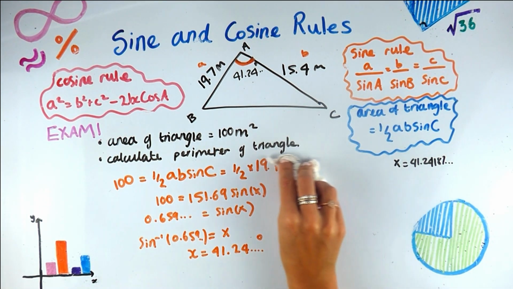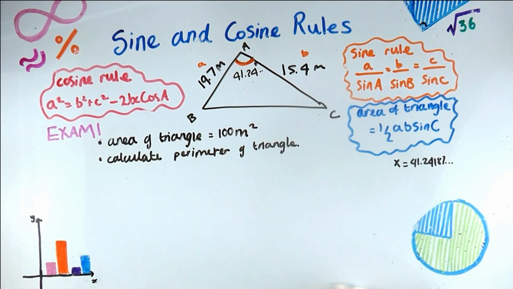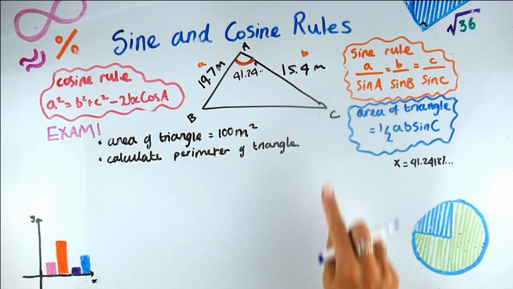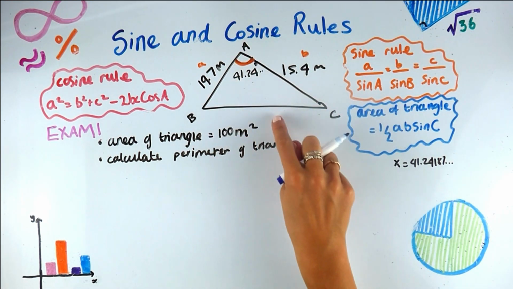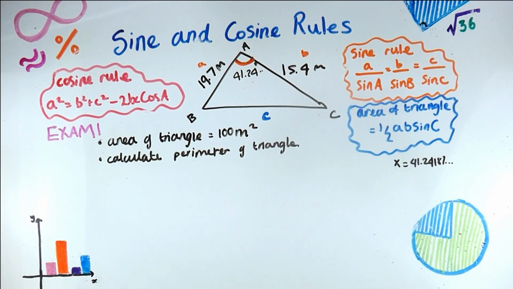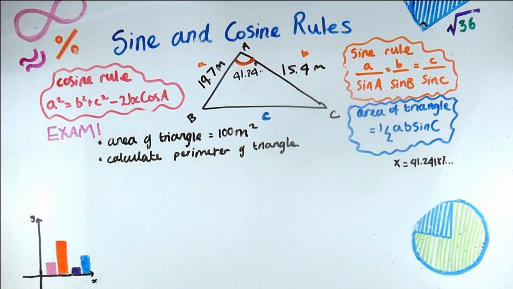Now looking at the second part, calculate the perimeter of the triangle. So the perimeter is the length all the way along the outside. So I know that part, I know that part, but I don't know this part. So this part I'm going to label C. Okay, so I'm looking for an equation that involves A, B, C, and I know that's the cosine rule, because it's not the sine rule, because you can only use two of them at a time.